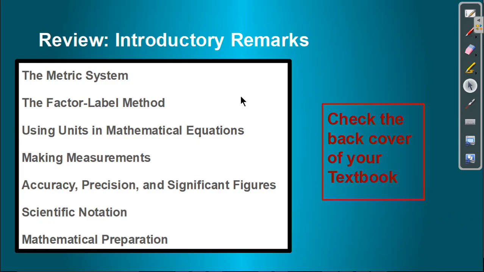We're going to review the metric system, the factor label method, units in mathematical equations, making measurements, because there is a wrong way and a right way of measuring things in science, the difference between accuracy, precision, and significant figures, how they all work together, scientific notation, and then once we have reviewed all the math, we'll start applying the math to some problems in physics.